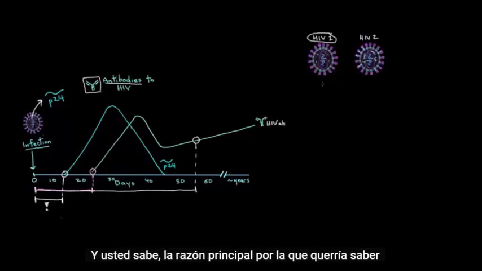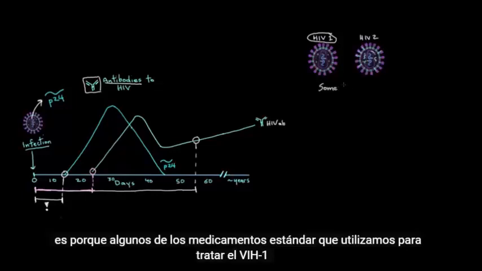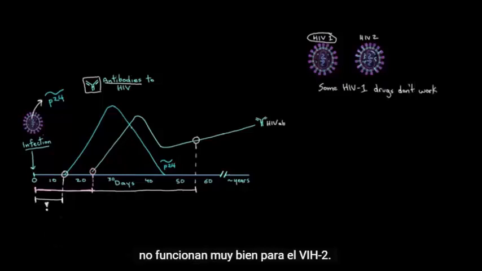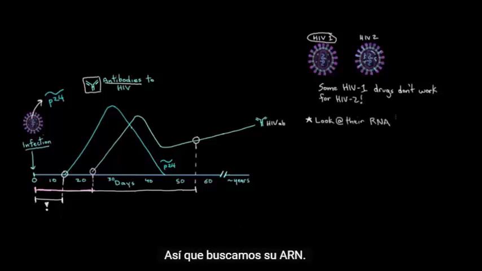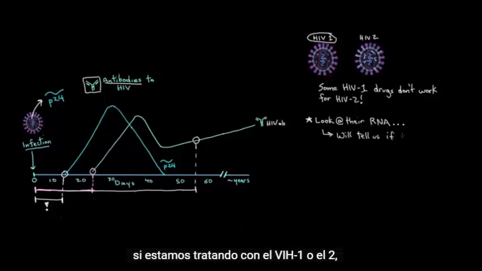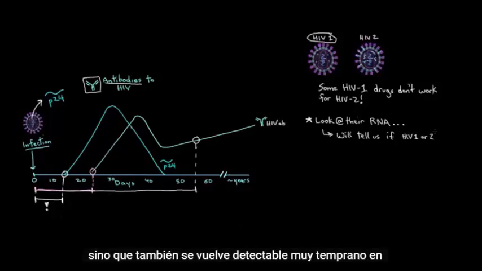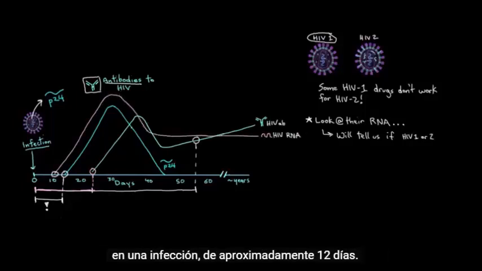And the main reason you'd want to know what type you're dealing with is because some of the standard drugs we use to treat HIV-1 don't work very well for HIV-2. So we want to know which one we're dealing with. So we look for their RNA. And that's great because not only can it tell us whether we're dealing with HIV-1 or 2, but it also becomes detectable really early on in an infection, from about day 12.